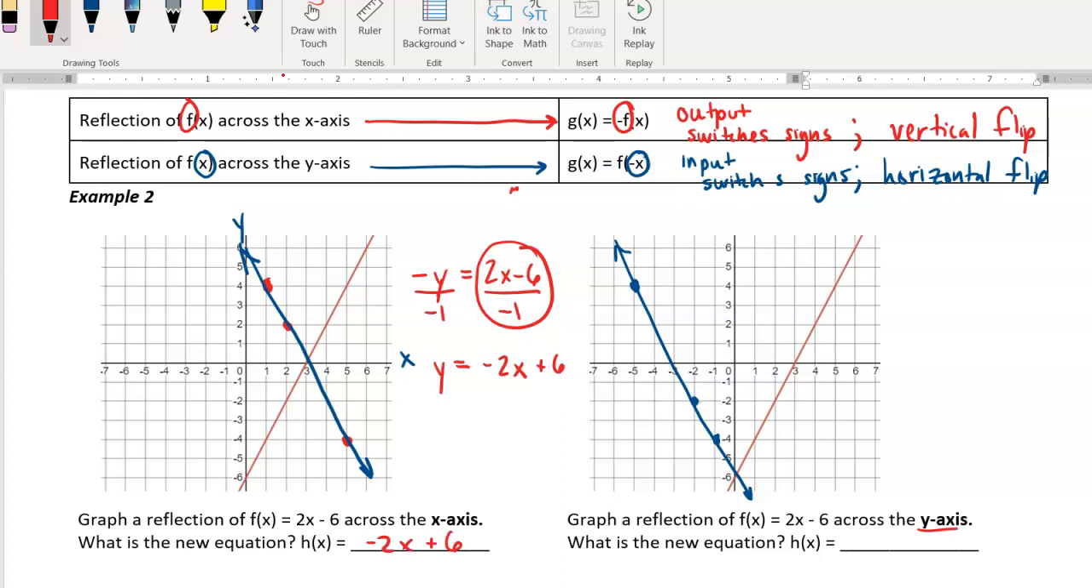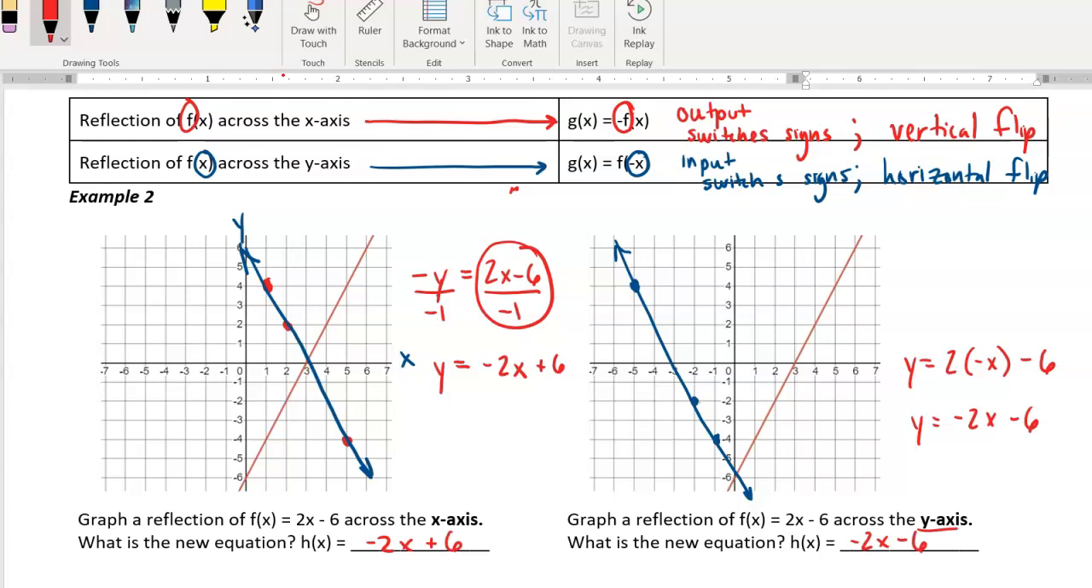Now for this other one. This other one was a horizontal flip. We flipped it horizontally, flipped it over the y-axis. And so if we do that, our input is going to switch signs. So instead of being x, it's going to be negative x. And if I simplify that, that would just become negative 2x minus 6. So that would be our new equation for that blue line.